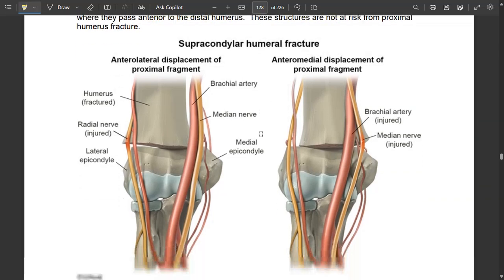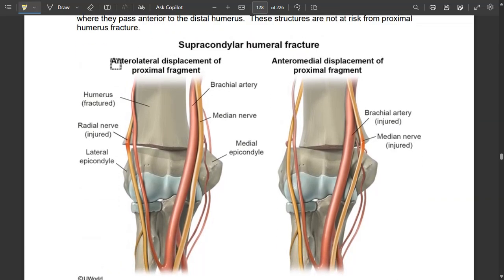Okay, supracondylar humeral fracture. There can be anterolateral dislocation of the proximal fragment or anteromedial displacement. Here is the medial epicondyle. Just medial to the medial epicondyle is the median nerve, which is very closely approximated to the medial epicondyle. Just lateral to the median nerve is the brachial artery.